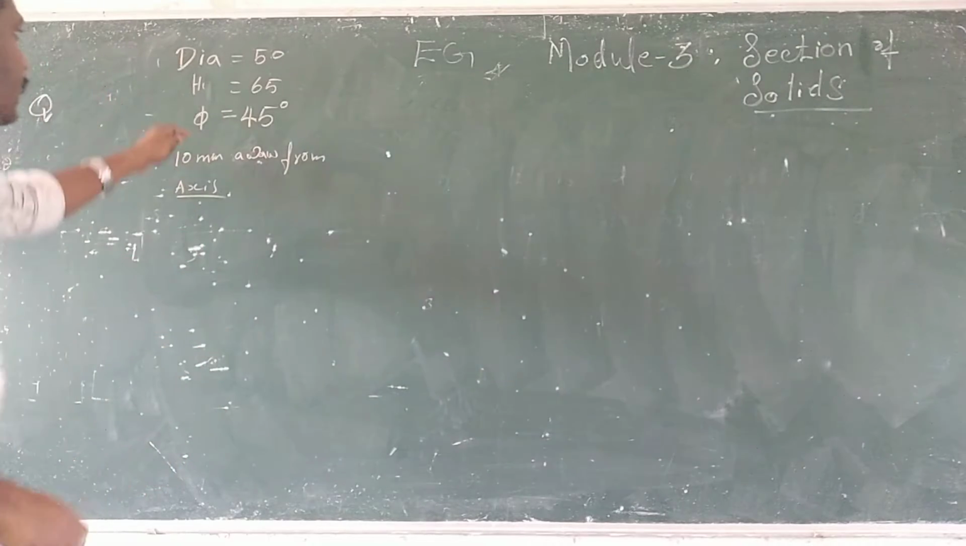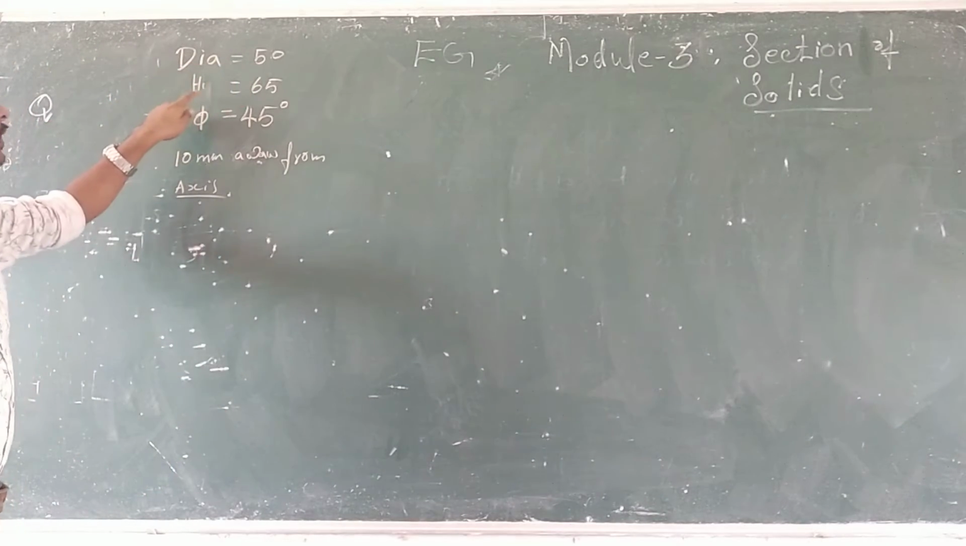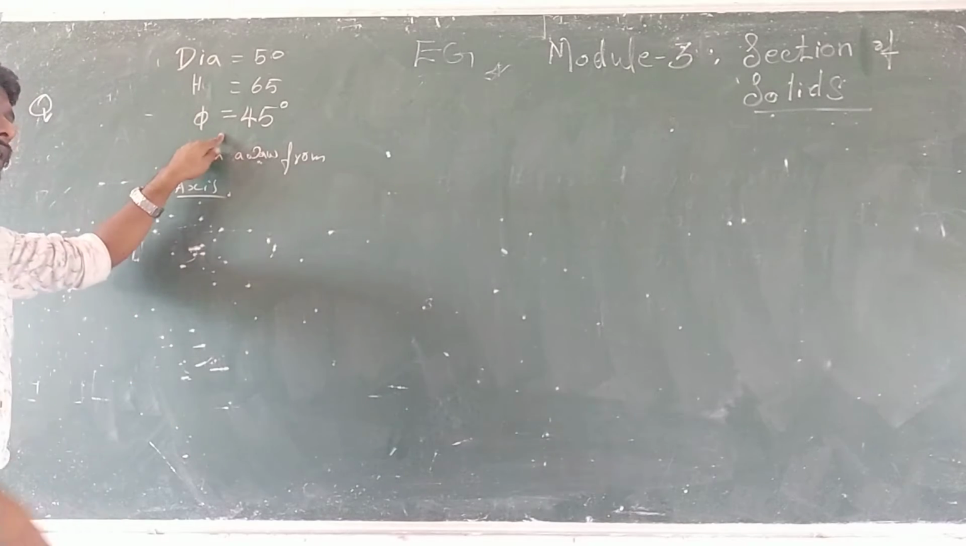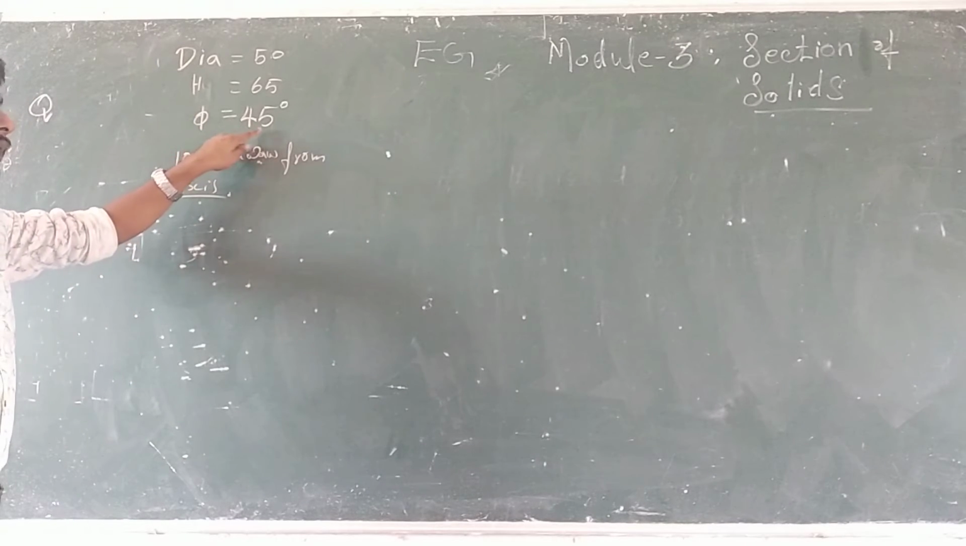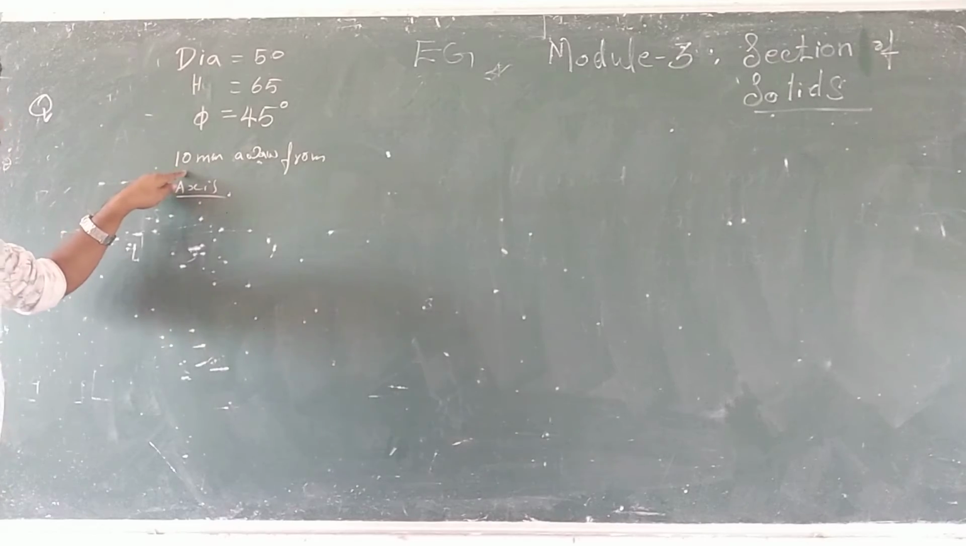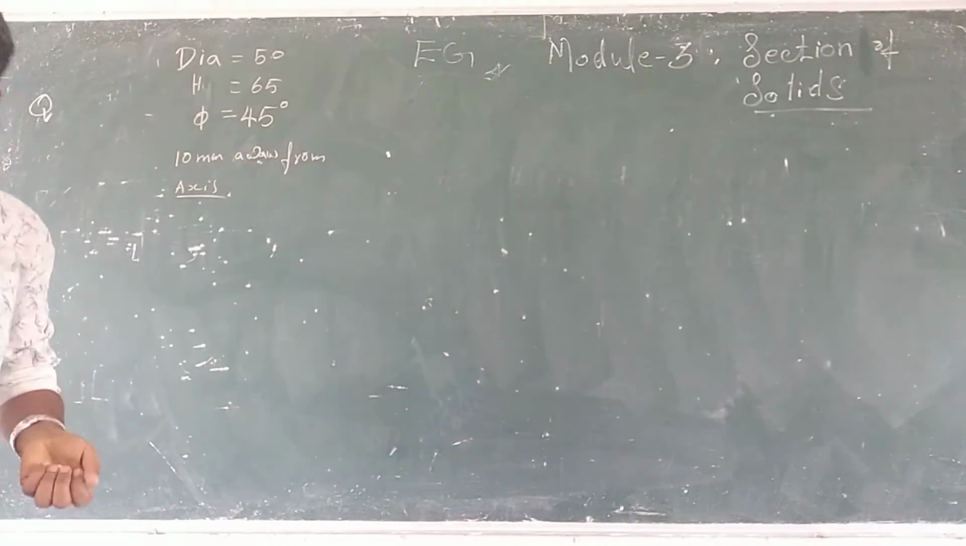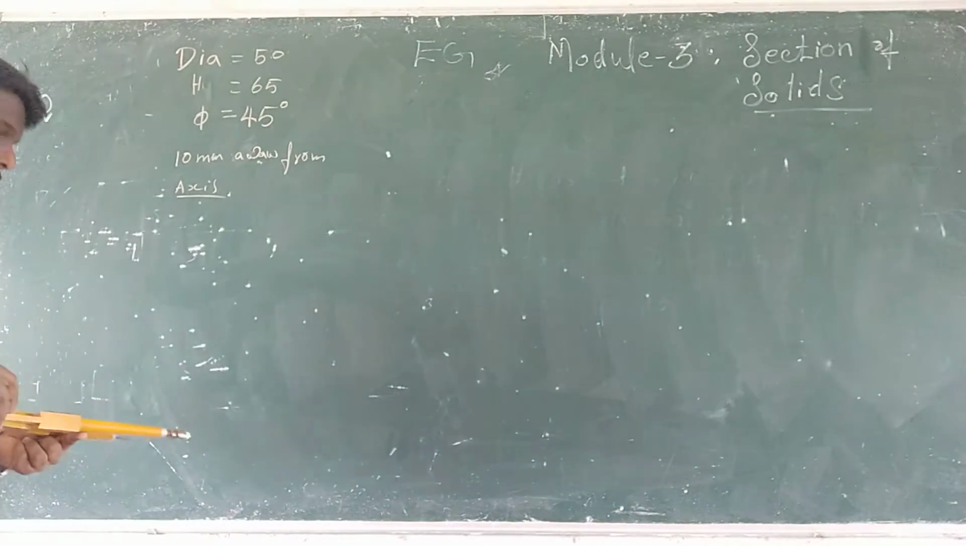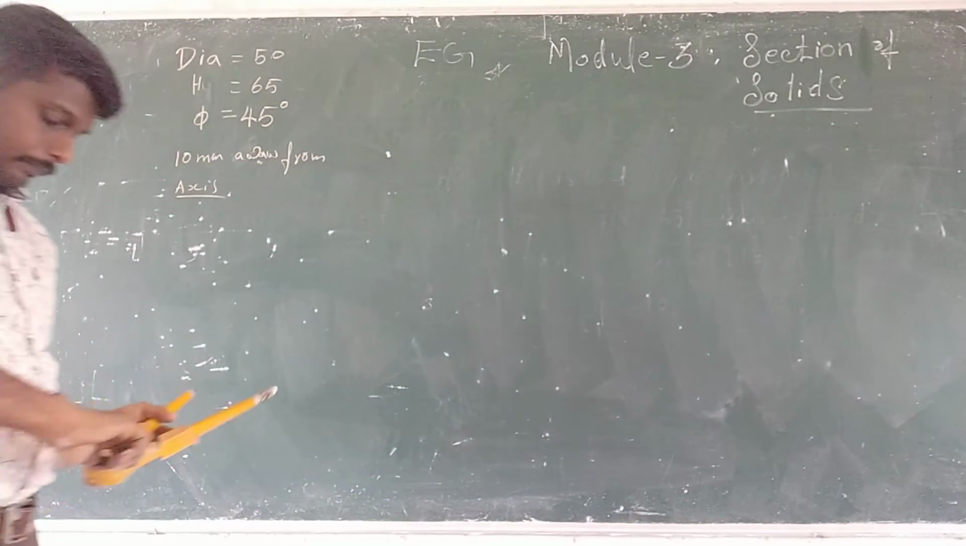Okay, this is the given data. The diameter of the cone is 50 mm and the height of the cone is 65 mm, and the section plane is inclined 45 degrees to VP and it is passing through 10 mm away from the axis of the cone. So we can draw the cone.